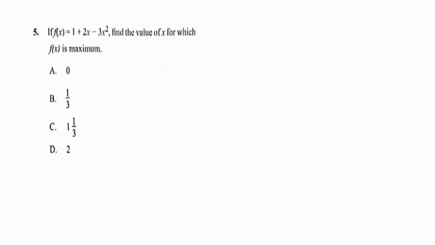So we move straight to question 5, which reads that if f of x equals 1 plus 2x minus 3x squared, find the value of x for which f of x is maximum. I'll first start by rewriting our question and changing the f of x to y because they are the same. So let me rewrite this as y equals 1 plus 2x minus 3x squared.